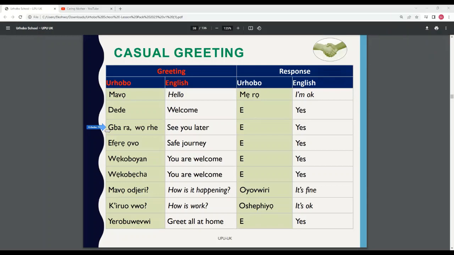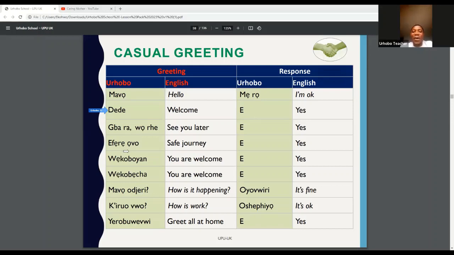We skipped welcome. Okay. Welcome is Dede. Now, Dede, that's how you say it. So, if I say, I welcome you, Mideduwe, I welcome you. So, welcome is Dede. Then the possible response is yes, and yes is what? A.